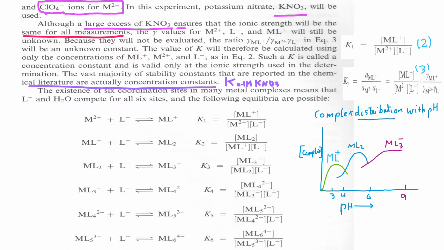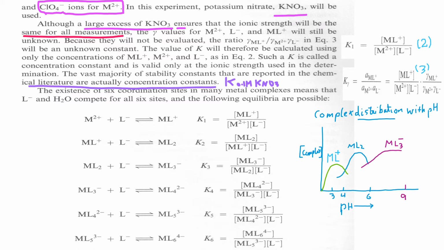The value of K will therefore be calculated using only the concentrations of the complex, the metal ion and the ligand, as in equation 2. The evaluated K is called the concentration constant at a certain ionic strength. That's why in the literature values, as I said before, the tabulations of equilibrium constants, K, or formation constants, always mention the ionic strength, and most of the time it's 0.1 molar KNO3.